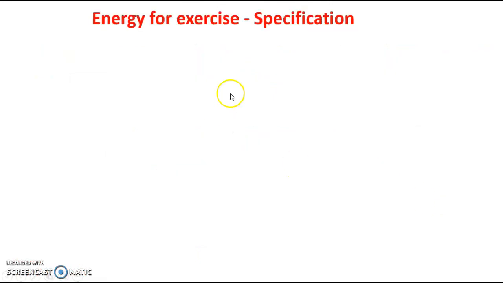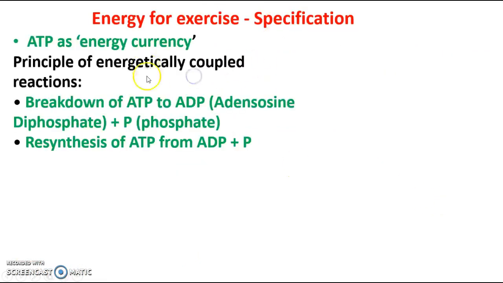So if we start off, energy for exercise then, our key focus, what's the specification asking for? We have to know about this concept of ATP. We need to know what ATP is, and we need to know why it is so vital for us to produce energy. And as a result of that, we're going to have a look at these things here.